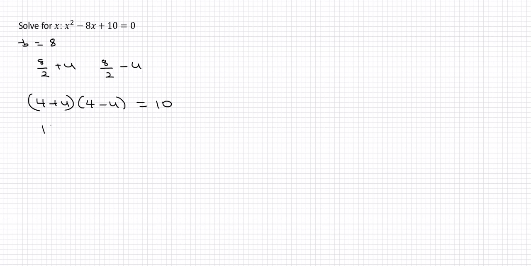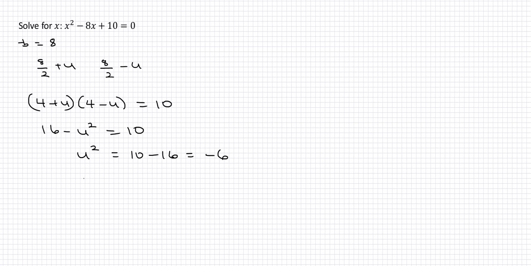So we have 16 minus u squared equal to 10. u squared equal to 10 minus 16, which is equal to negative 6. Therefore, u is equal to square root of, actually, let me not skip that step. Let's keep going through the steps.